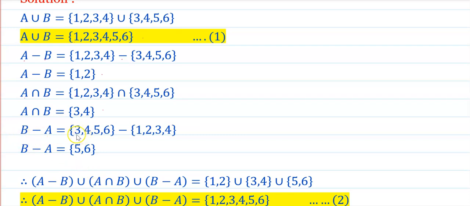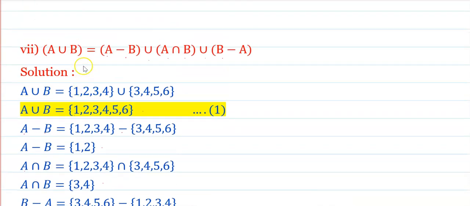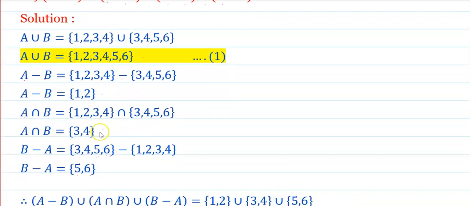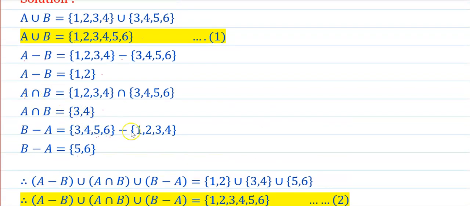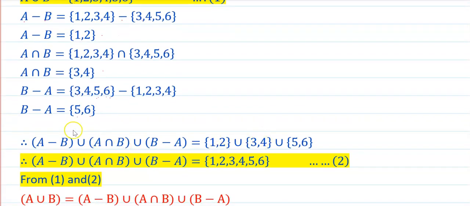Next is B minus A, 3, 4, 5, 6. Now, which are the common elements between these two? That is 3 and 4. The remaining elements are 5 and 6. Therefore, you will get 5 and 6. Now, A minus B is 1, 2. Union A intersection B, that is 3 and 4. Union 5, 6. And therefore, 1, 2, 3, 4, 5, 6. This is number 2.